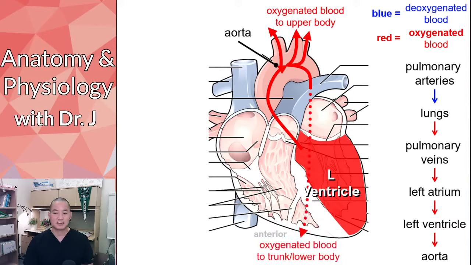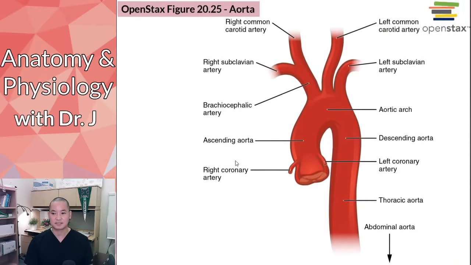And then you also have the blood going through this descending aorta down to the abdominal aorta and to the trunk and your lower body. And you also have the coronary vessels that feed the heart itself. We did cover that in the previous lectures.